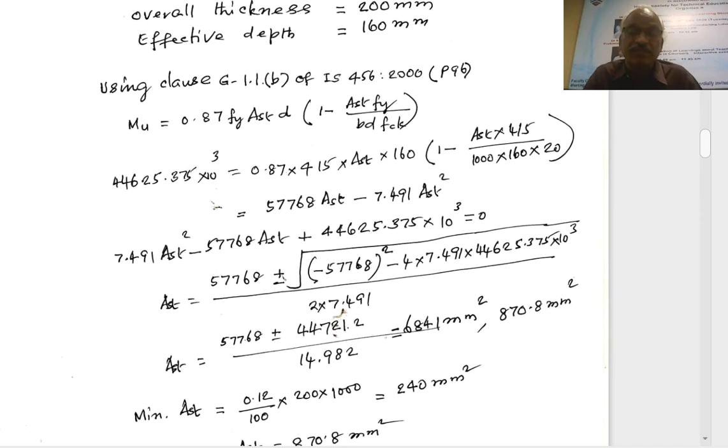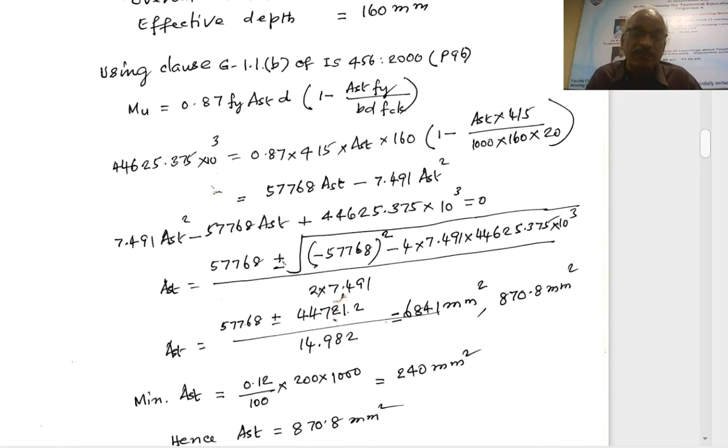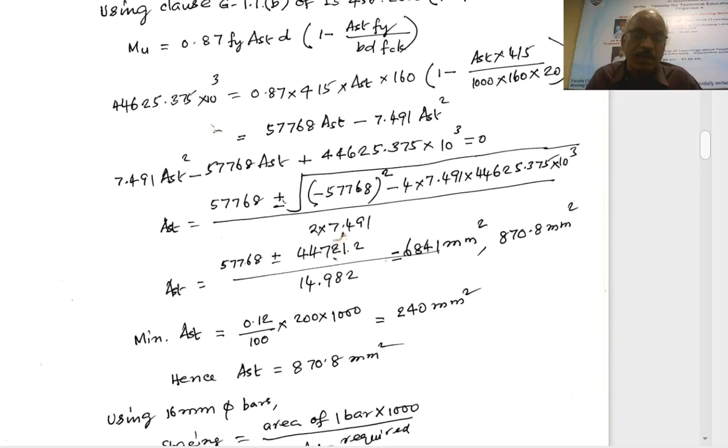D, effective depth is equal to 160 mm. B is 1000, that is 1 meter. D is 160 mm. FCK is 20 Newton per mm square. Substituting all the values, you will have to form a quadratic equation. Solving the quadratic equation, AST equal to 870.8 mm square.